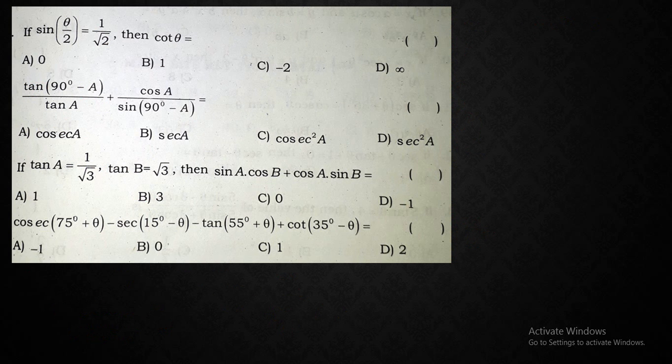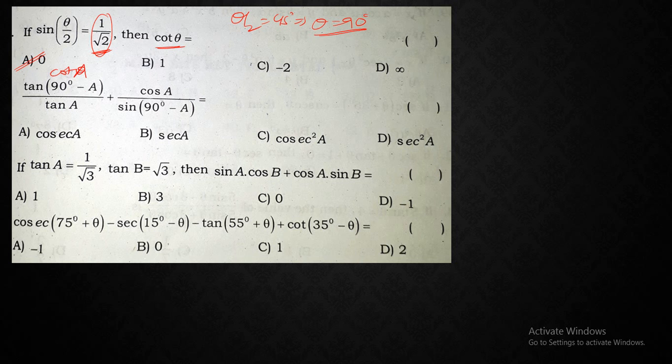Next, moving on to one more question. So sin of theta by 2 is equal to 1 by root 2. When will you get 1 by root 2? When theta by 2 is equal to 45 degrees. So clearly from this, theta is equal to 90 degrees. So if theta is equal to 90, cot 90 is 0. So the answer is 0.